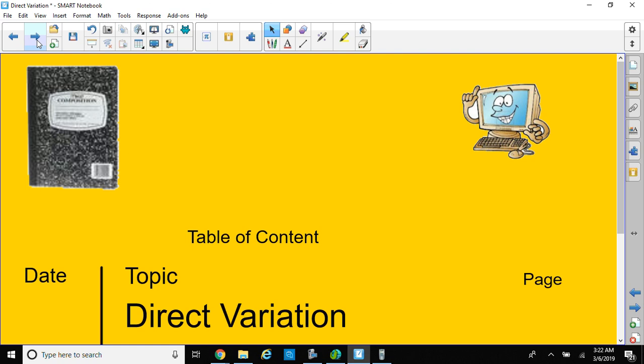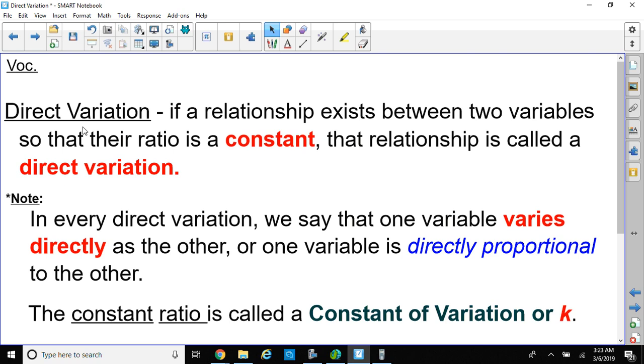Okay, we're talking about direct variation. So here's some vocabulary that you need to know. Direct variation is a relationship that exists between two variables so that their ratio is a constant, constant being a number. The relationship is called a direct variation. Here's a special note. In every direct variation, we say that one variable varies directly as the other, which means going the same way. Or one variable is directly proportional to the other.